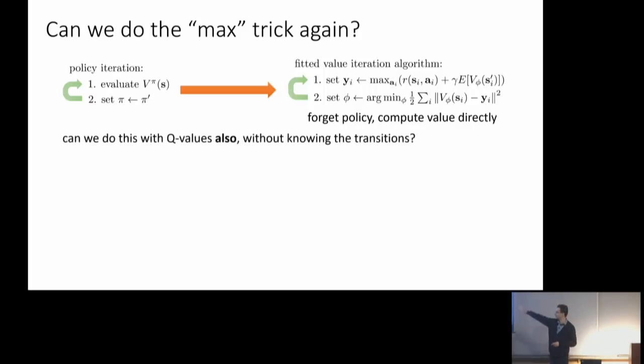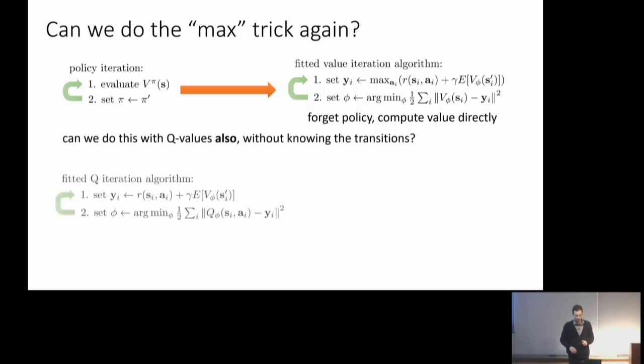And we'll do this for the Q function in a way that doesn't require us to know the transitions anymore. So the fitted Q iteration algorithm will compute target values. Now these target values don't have a max in them anymore because they're functions of states and actions. And then we'll regress onto those values. And now our neural net represents a function of states and actions.